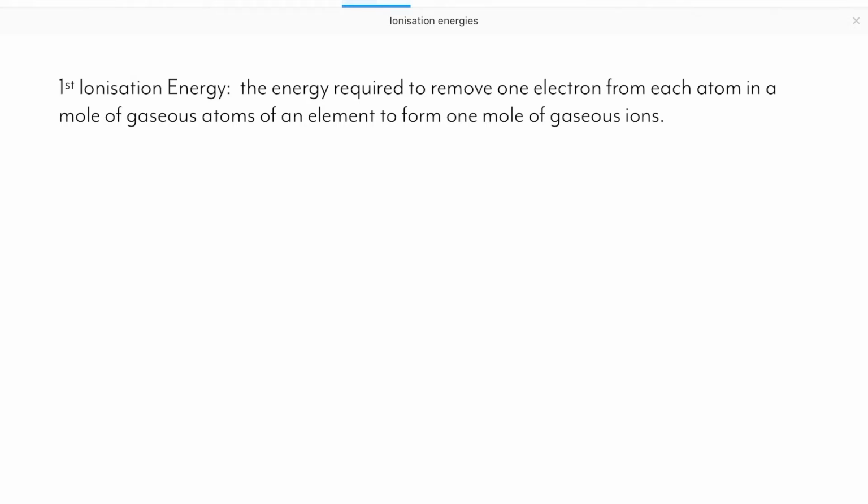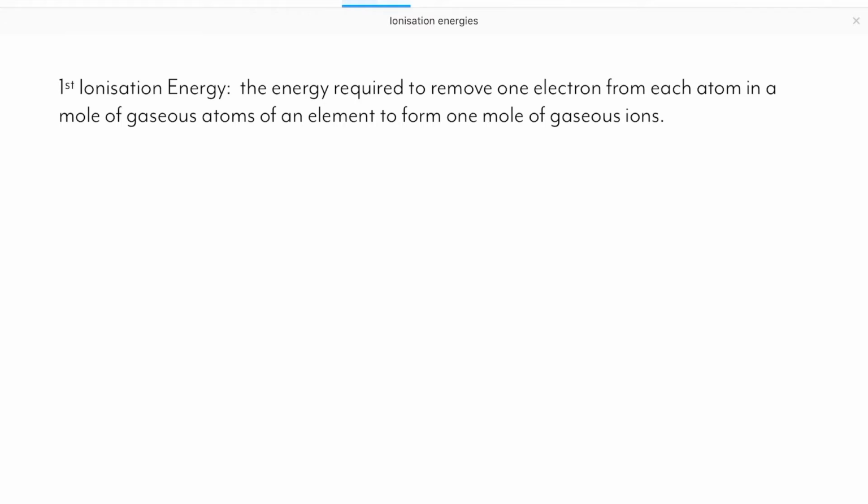The energy required to remove one electron from each atom in a mole of gaseous atoms of an element to form 1 mole of gaseous ions. And the units, as it's energy, would be kilojoules per mole. It's really important to know your definitions, because if you're asked to write an equation to represent, for example, first ionization energy, you're going to get it right.